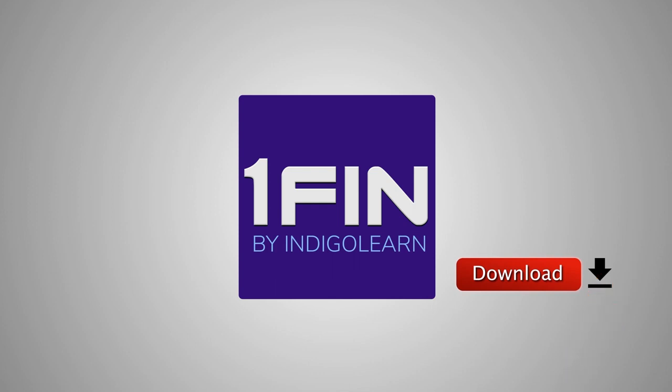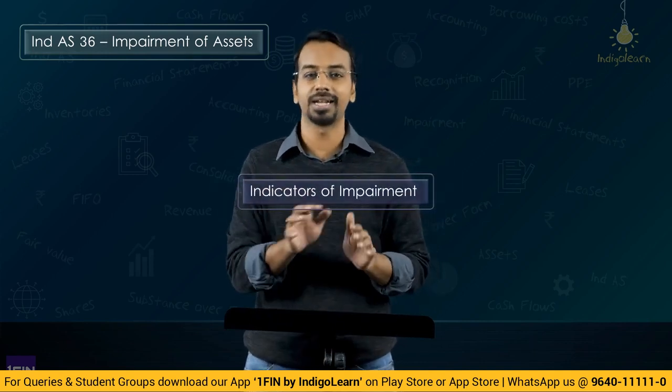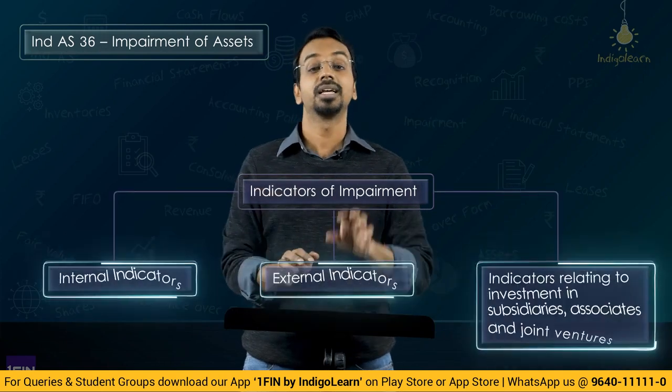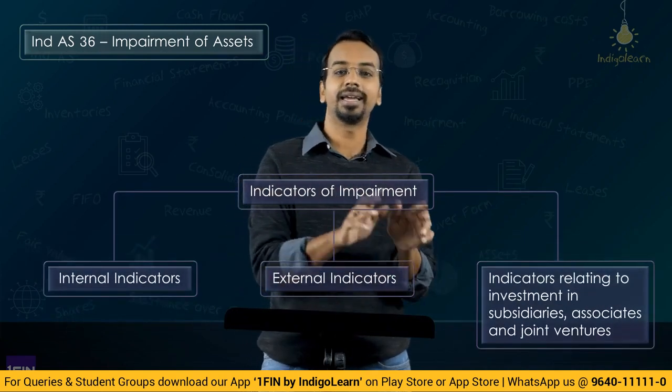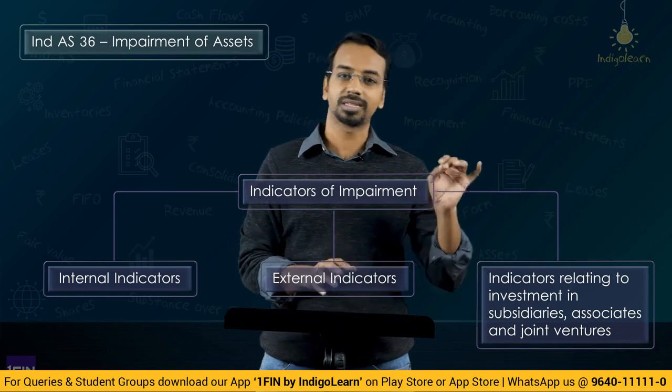Let's now quickly summarize whatever we have learned in Ind AS 36. Ind AS 36 deals with impairment of assets. Now, whenever we have to check for impairment of assets, we have to see whether there are any indicators of impairment. Under indicators, we learned internal indicators, external indicators and indicators related to investments in subsidiaries, etc.